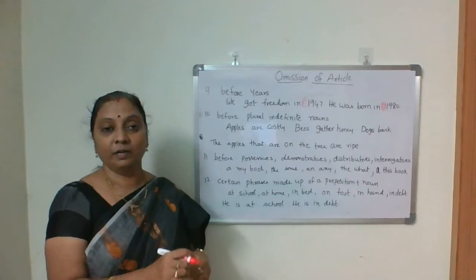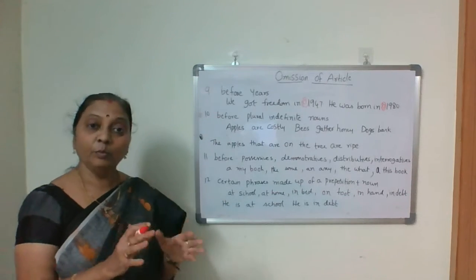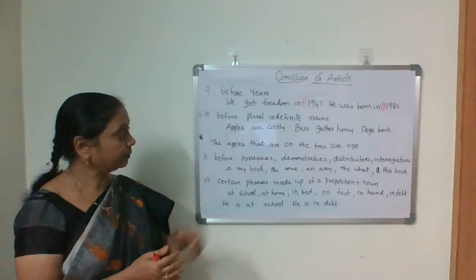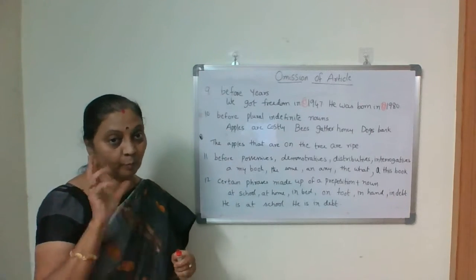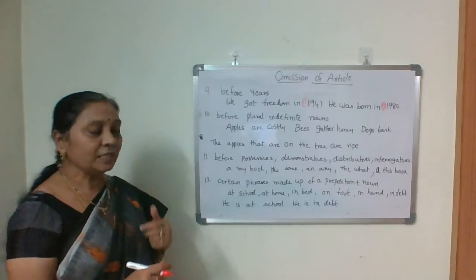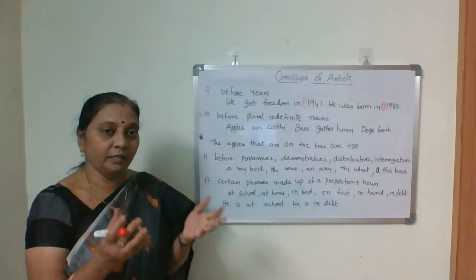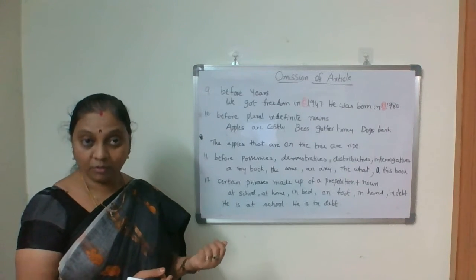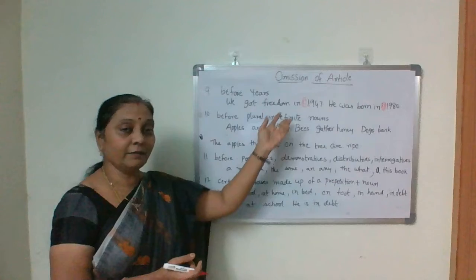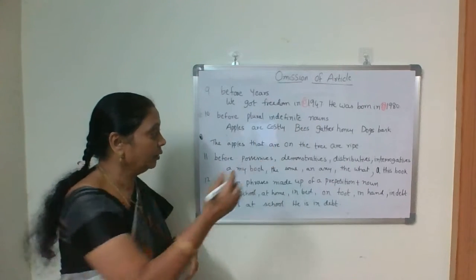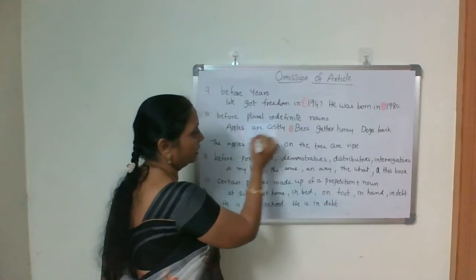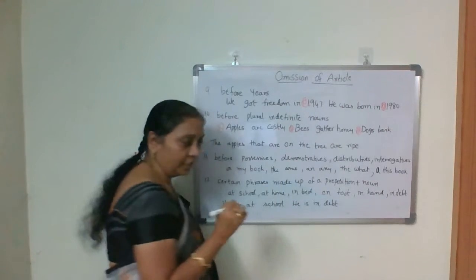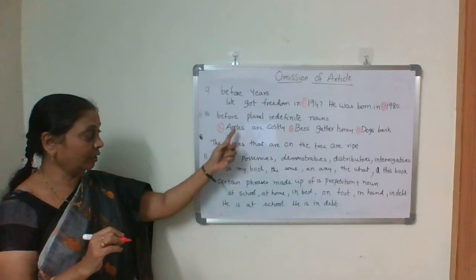Before plural indefinite nouns, you need not use any article. Plural nouns. So apples are costly. The apples is not required. Dogs bark. We don't say the dogs bark. Bees gather honey. So apples are costly or apples are sweet. In such cases, no article is required.